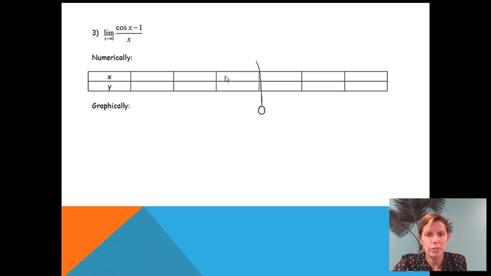The first one I'm going to do is negative 0.001. Then we'll go negative 0.01 and then negative 0.1. On this side, I'll do positive 0.001, positive 0.01, and positive 0.1. So now let's go ahead to our calculator and find those on our table.